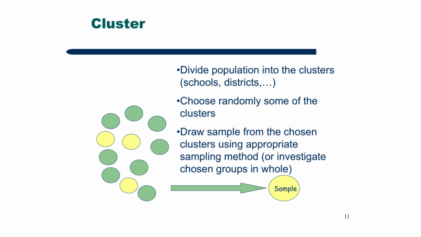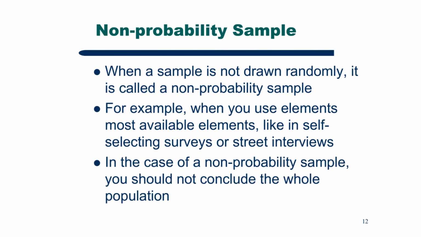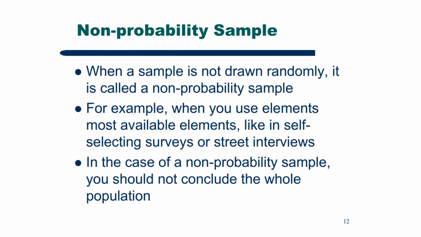Cluster sampling is especially useful when a complete population list is not available, but a list of groups, clusters, is, making it a practical and cost-effective sampling method. Non-probability sampling occurs when the sample is not selected randomly, meaning not every individual in the population has a known or equal chance of being included.